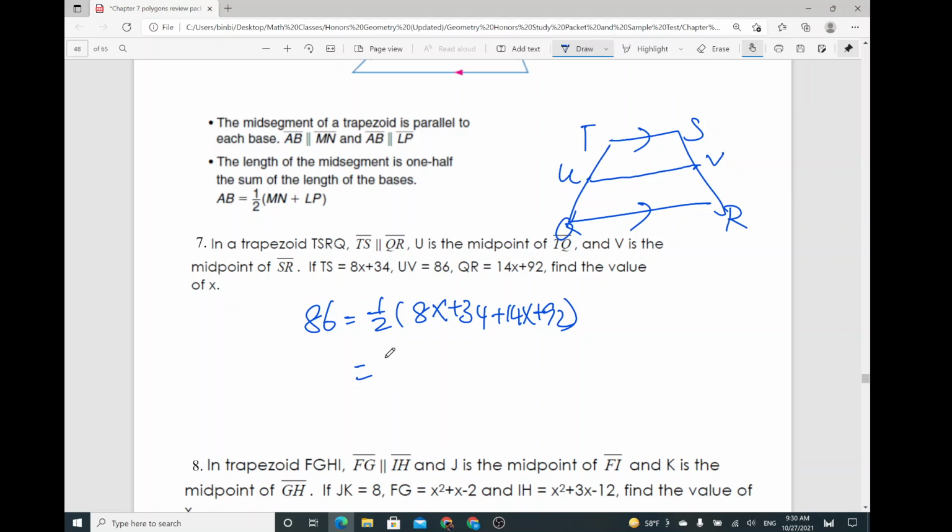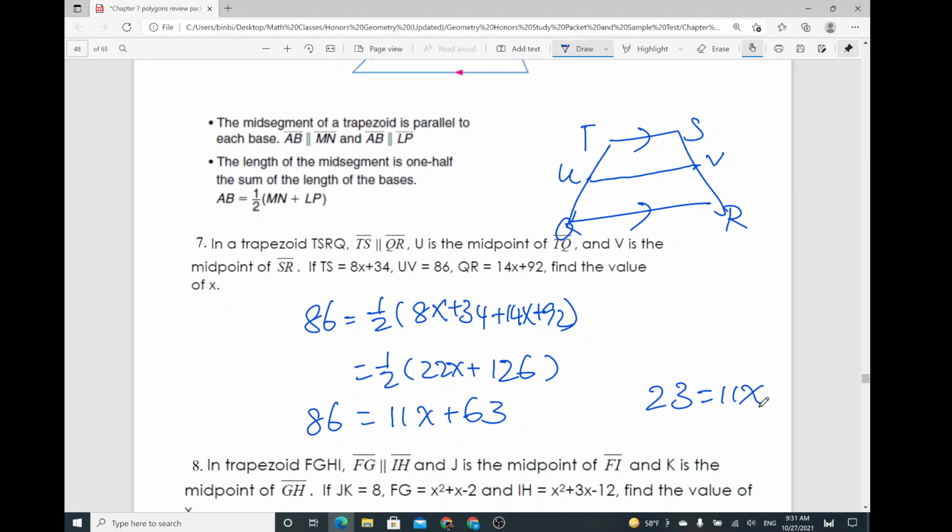So combine the like terms. 1/2 times 22x plus 126, since 34 plus 92 is 126. Then take half of this, so we got 11x, and half of this, so we got 63. Subtract 63 on both sides, so we have 23 equals 11x. So that means x equals 23 over 11.